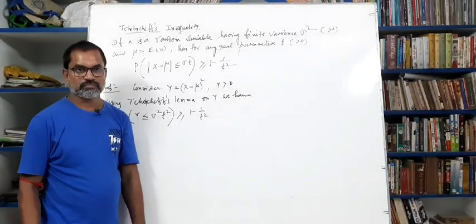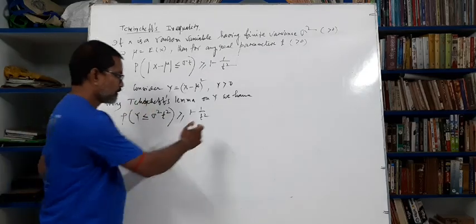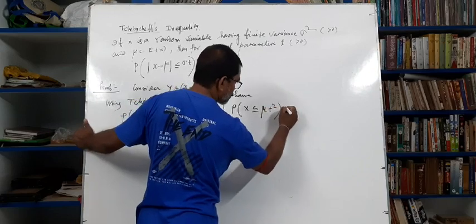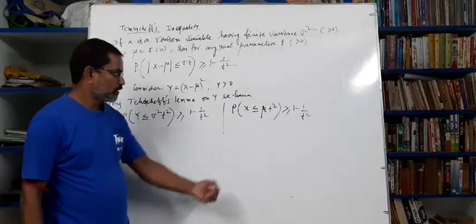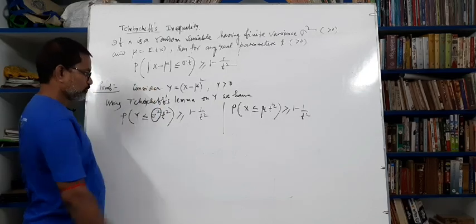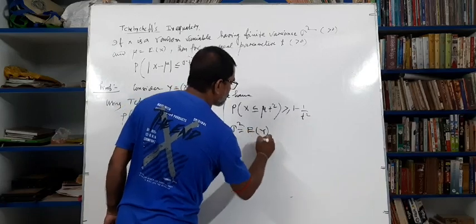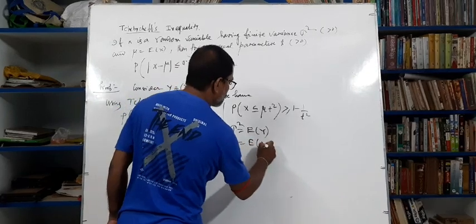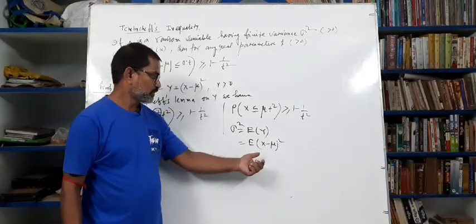You may ask a question: Tchebycheff's lemma says probability of x less than or equal to mu t square is greater than or equal to 1 minus 1 by t square. In place of mu, we write here sigma square. So what is sigma square? Sigma square is nothing but the expectation of y. What is y? Y is x minus mu whole square, and the expectation of x minus mu whole square is the variance.